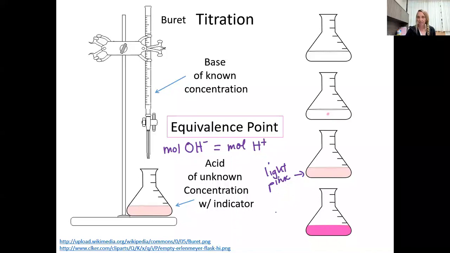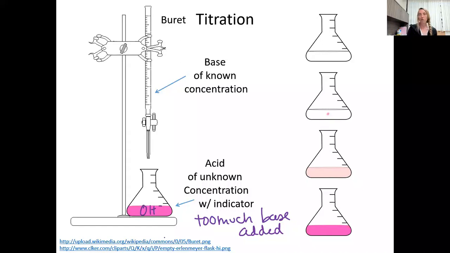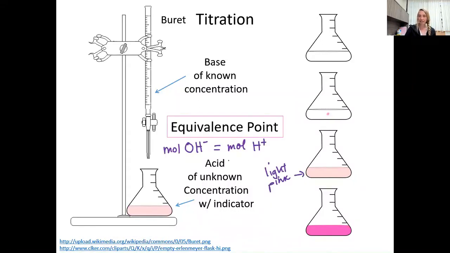This pink color should be the faintest light pink color that you'll ever see. If you keep dripping OH- in, you over-titrate, as it's called. If you have a bright pink solution, then you have too much base, because now all you have is OH- around. So the goal of the titration is to get to this equivalence point, this very, very light pink color, so that you know the moles of OH- equal the moles of H+.